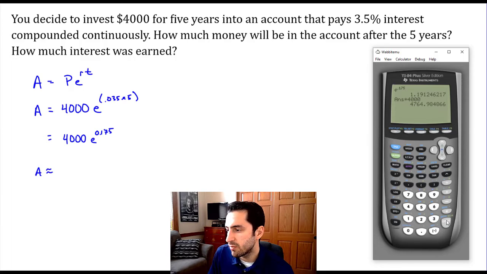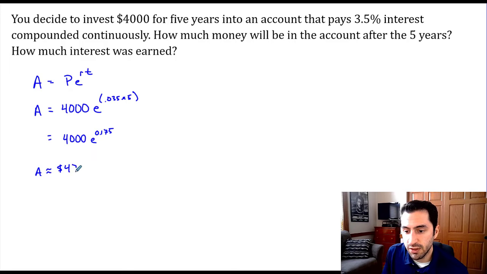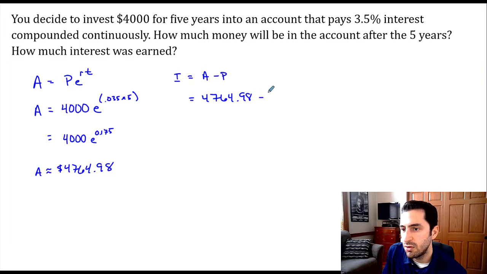So what we end up with is we get about $4,764.98. So that will be our future value. That's how much is in the account after the 5 years. If I want to calculate the interest, we just need to take our future value and subtract our initial investment, our principal. So we'll take the $4,764.98. We'll subtract our initial investment of $4,000. So the interest that we earned was about $764.98.